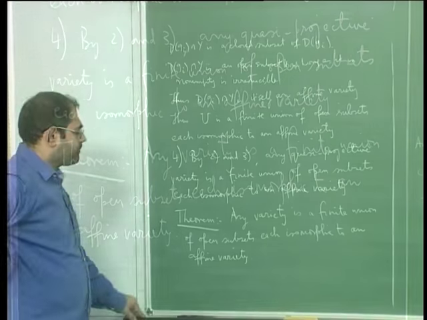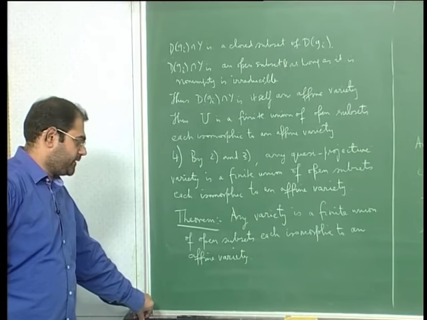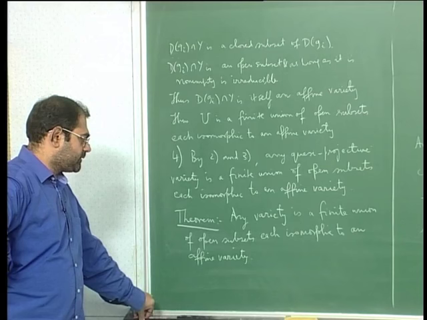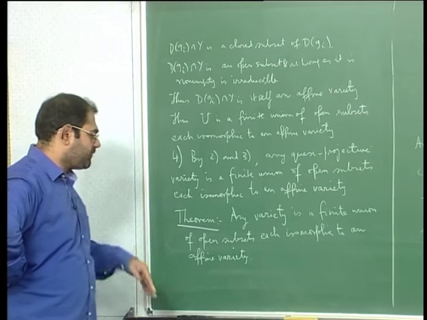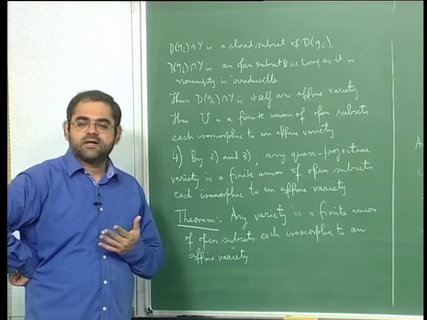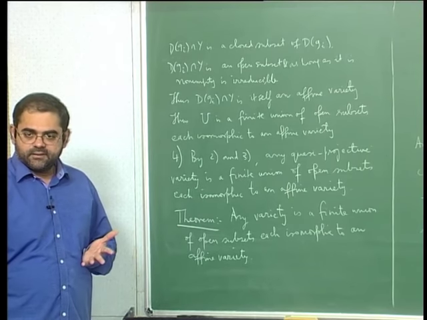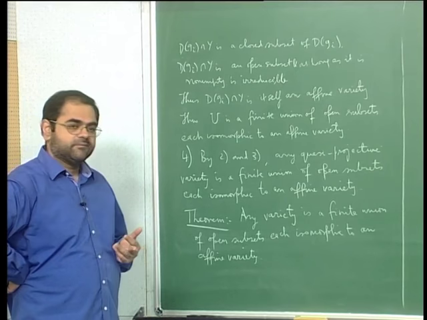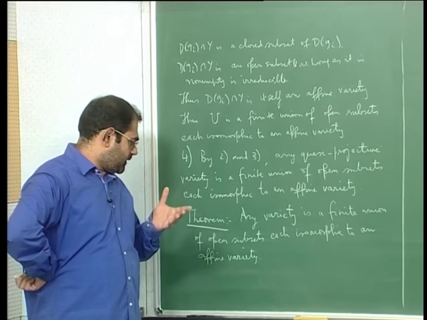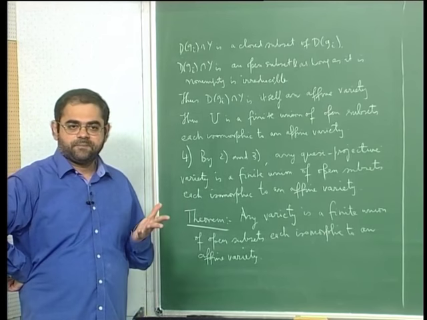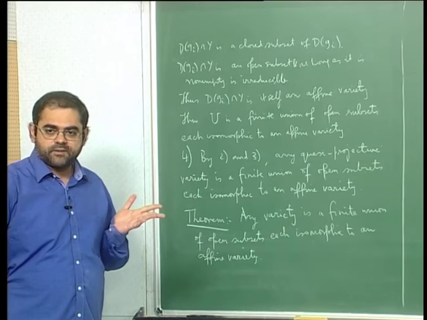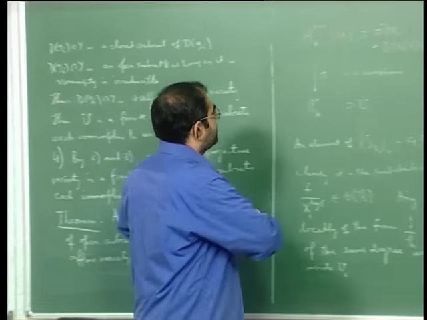So sometimes we say this also in the following way. We say that any variety admits a finite cover by open affine varieties, okay. That is one way of saying it. The other way of saying it is that affine varieties are the building blocks of all varieties, okay. So let me write that down.